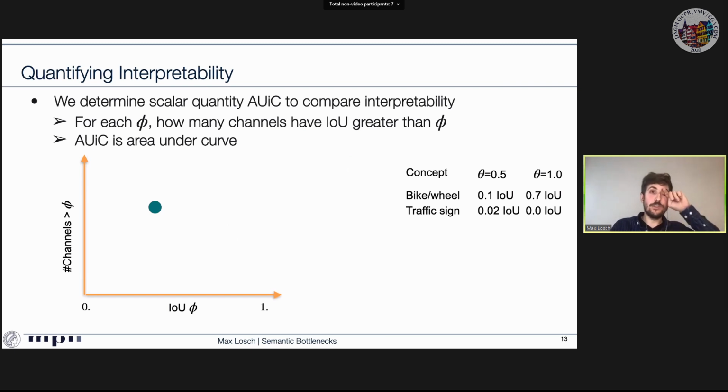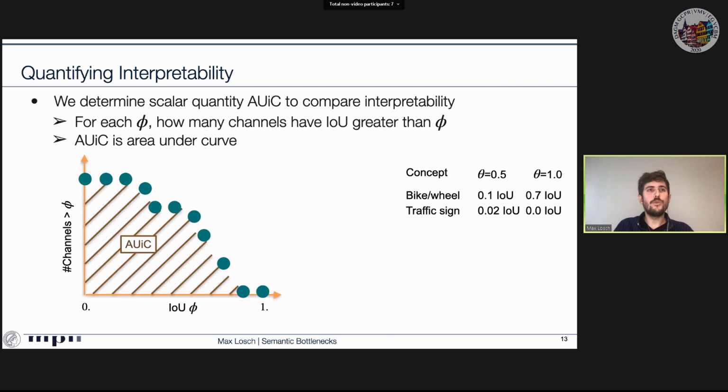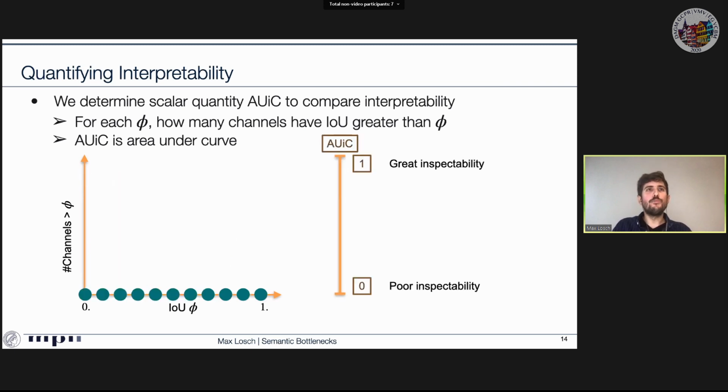Then we would get a point in this two-dimensional plot. But since that particular threshold phi would be very specific, we calculate the same quantity for all kinds of IOU thresholds, such that we get a curve, and by integrating under the curve, we acquire the AUIC. So this AUIC is then our scalar metric that we can use to compare our models.